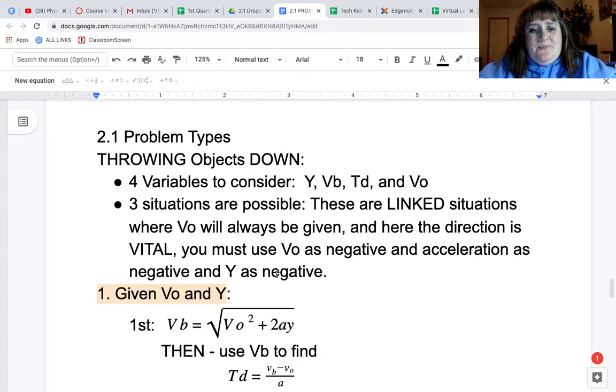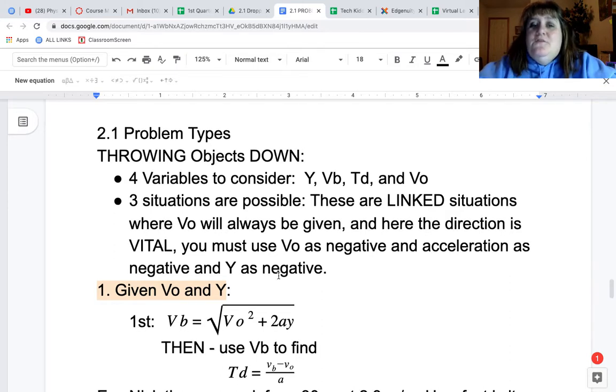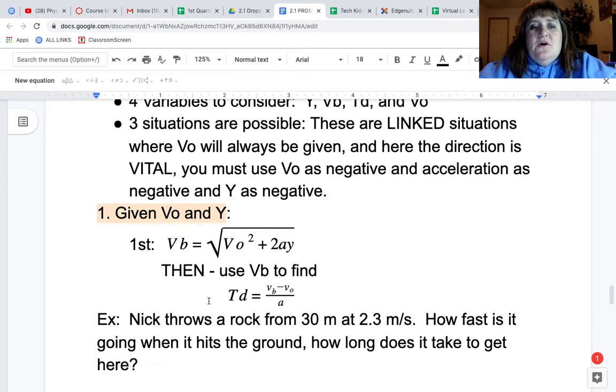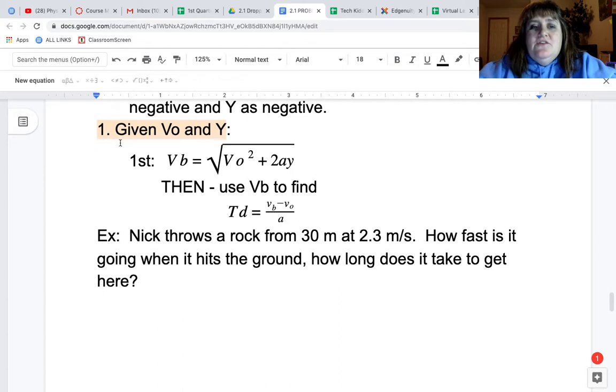So, first situation, right? Remember, these are linked. So, our first situation, you're given V naught and Y. The first thing you have to do is find VB. VB is the square root of V naught squared plus 2AY. Then you use VB, that answer that you just found, to find the time down.